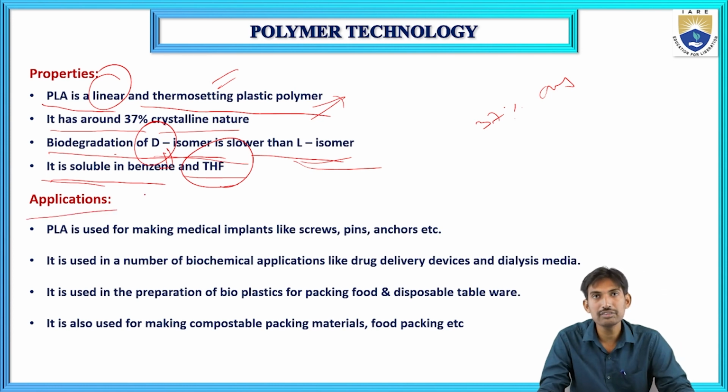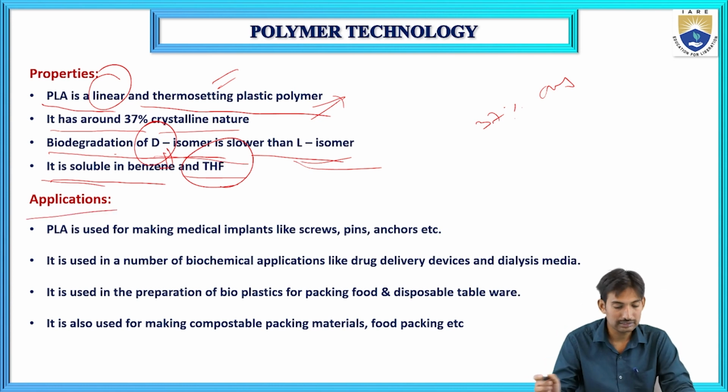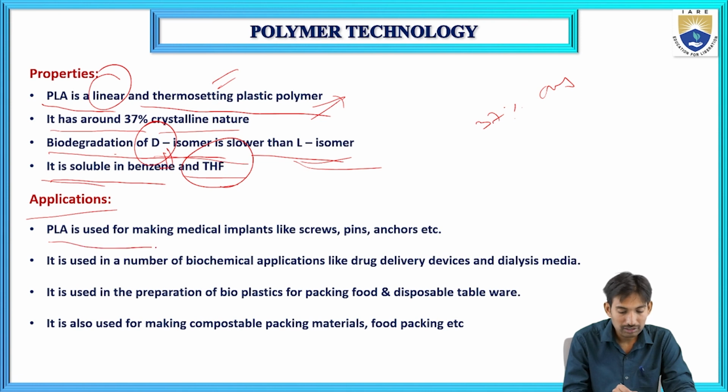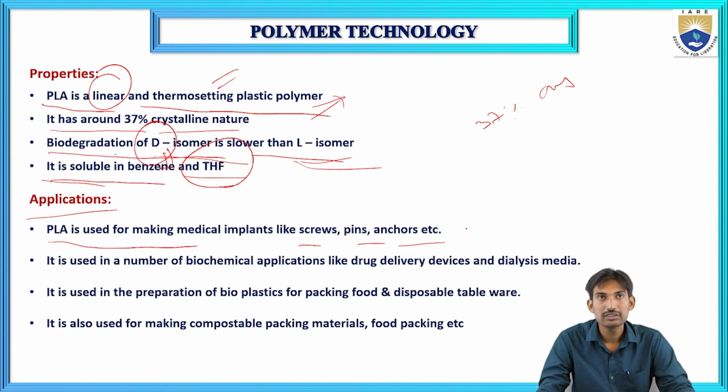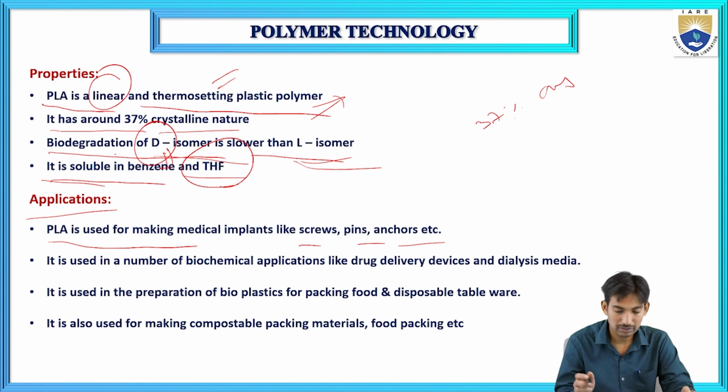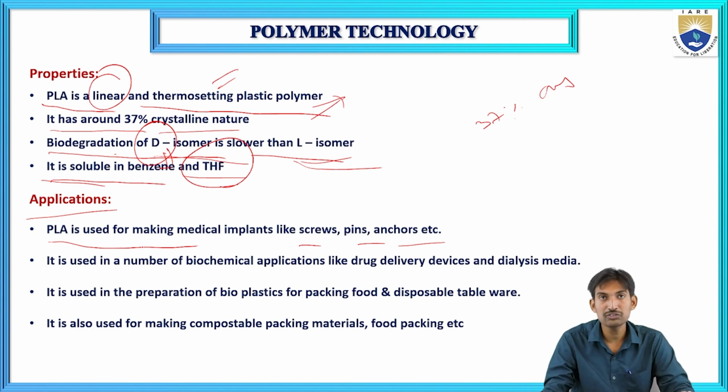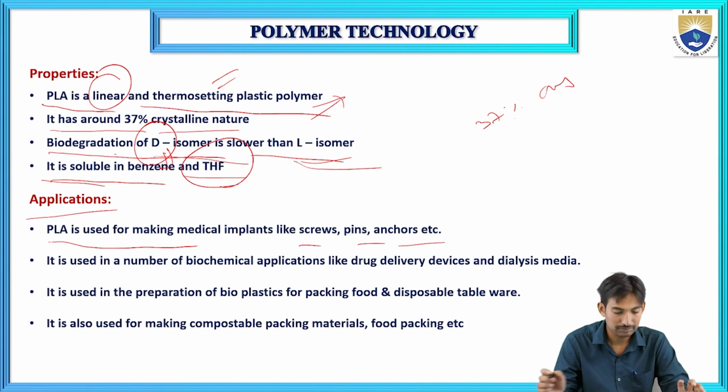See, applications of this polylactic acid. Polylactic acid is used for making medical implants like screws, pins, anchors, etc. By using this polylactic acid, we can prepare screws, pins, and anchors for medical implants.